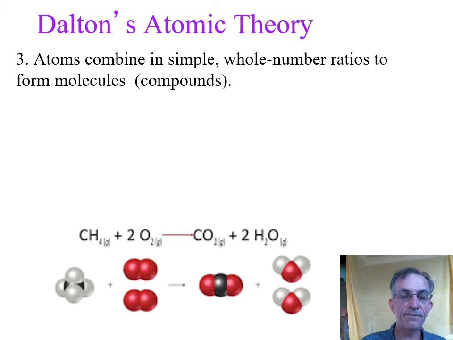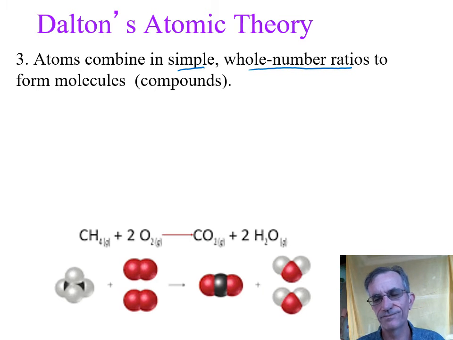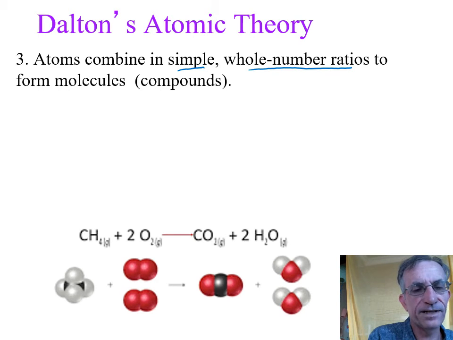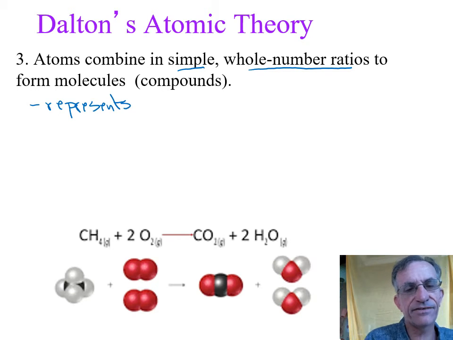Statement number 3 says atoms combine in simple whole number ratios to form molecules. Molecules are basically the smallest particles of a compound. So let's focus in on the critical words here: atoms combine in simple whole number ratios to form molecules. The way that we represent those ratios, that's what a formula is. We can represent how many atoms are getting together with formulas.